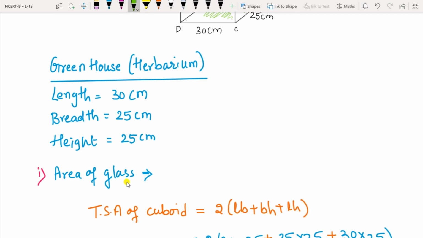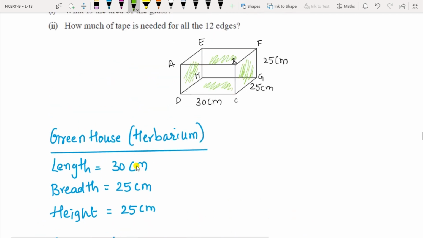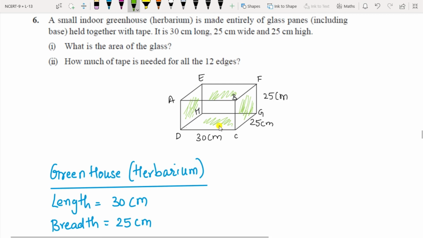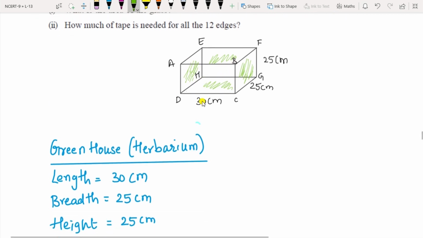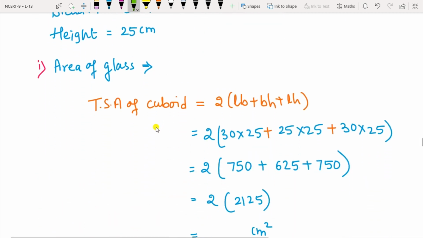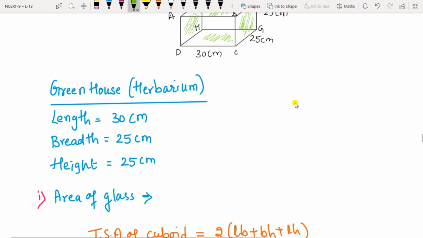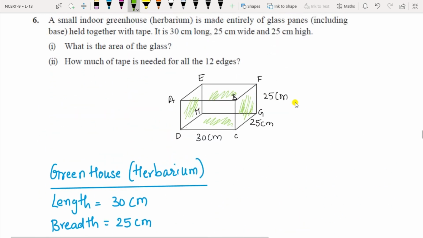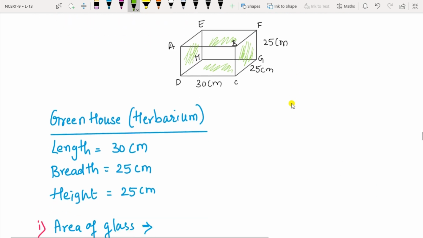For the area of glass required, the glass is on all the faces, so there are 6 faces, so you need to find the total surface area of the cuboid, which is 2(LB plus BH plus LH). By reading the question, you need to understand whether you have to apply the formula of total surface area or lateral surface area.